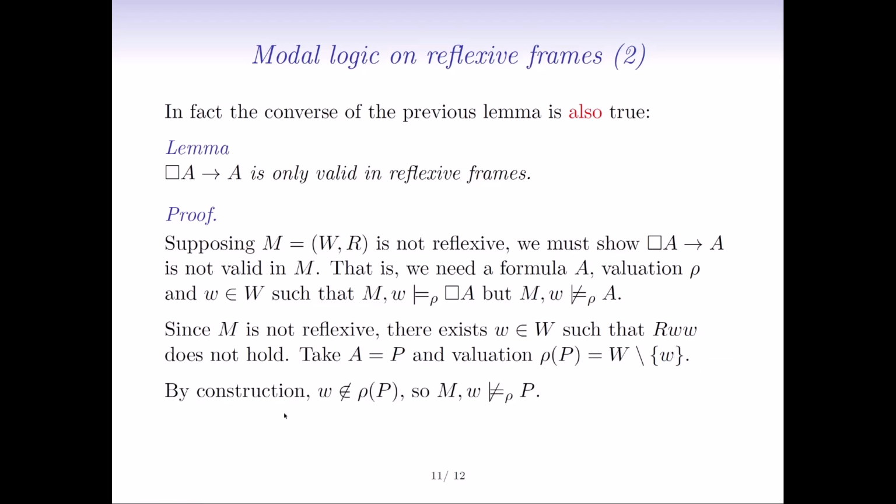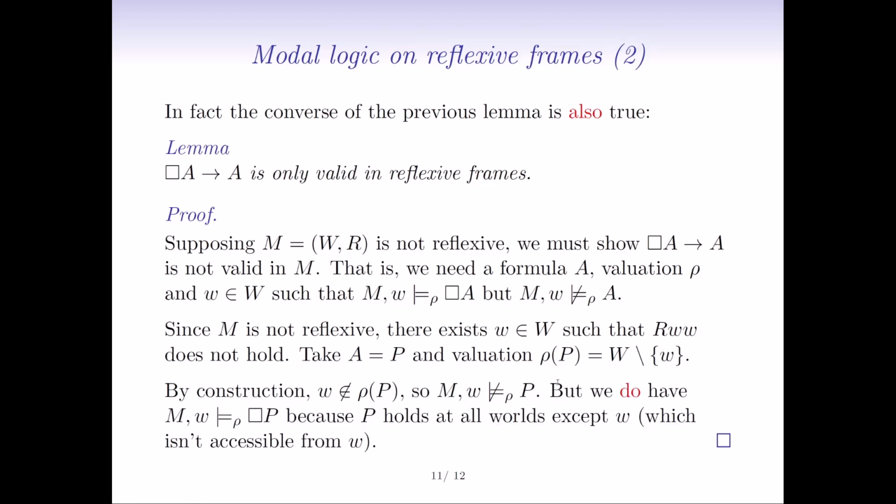Now, obviously, by construction, w is not in the valuation of proposition P. I've constructed it purposely that way, and the reason I did it is I wanted to make sure that P would not be true at this world W. So we have that the right-hand side of the implication is false, which is one of the things we need. The other thing we need is to make sure that the left-hand side of the implication is true. We need to make sure that box P is true at W. That's what we need to show that the implication is false.